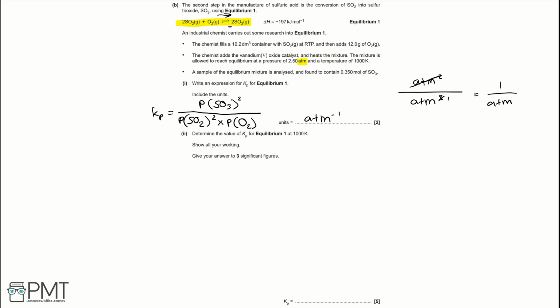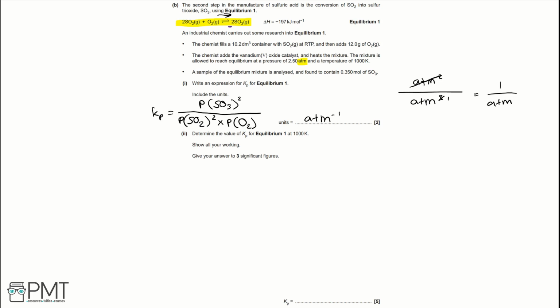To get the 2 marks for this question, you get a mark for your expression for Kp and a mark for having the correct units, or atmospheres to the minus 1. Part 2. Determine the value of Kp for equilibrium 1 at 1000 Kelvin. Show all your working. Give your answer to 3 significant figures.